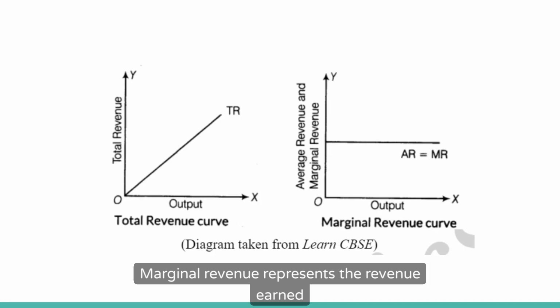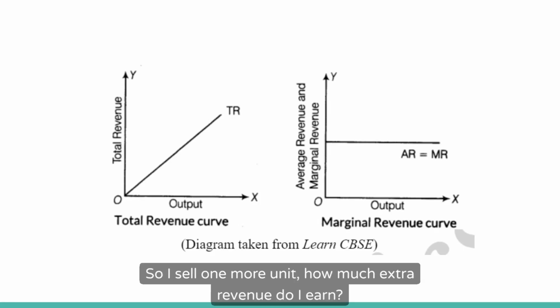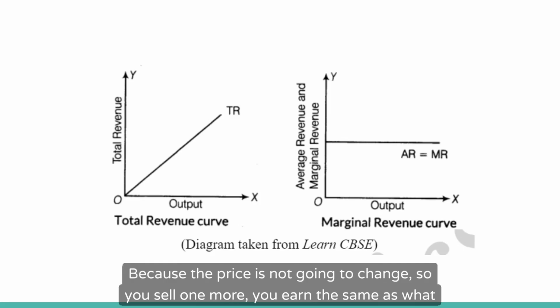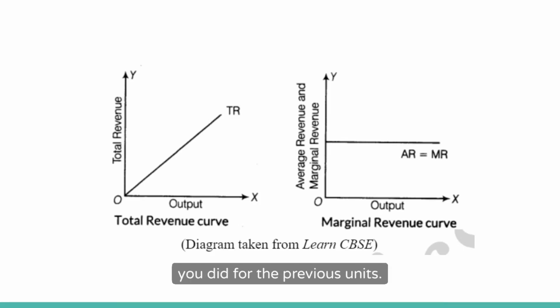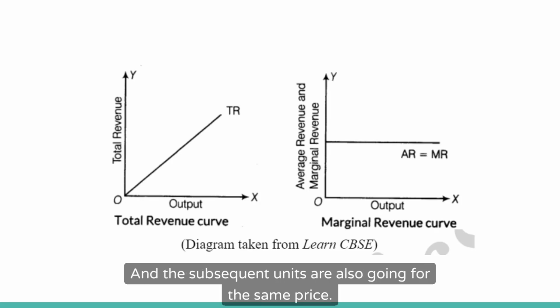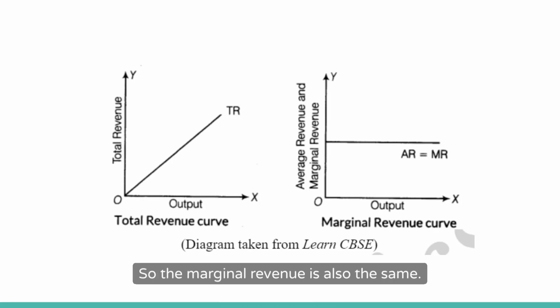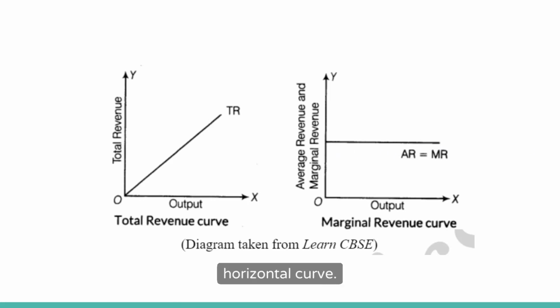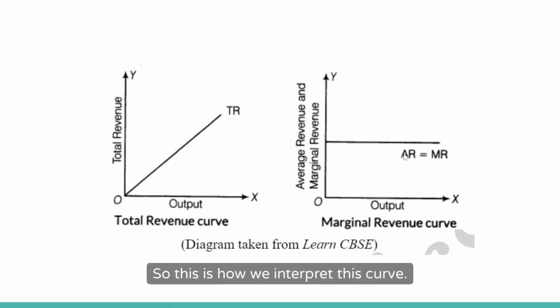Marginal revenue represents the revenue earned from selling one additional unit of output. So I sell one more unit, how much extra revenue do I earn? And that is also the same $5, because the price is not going to change. So you sell one more, you earn the same as what you did for the previous units, and the subsequent units are also going for the same price. So the marginal revenue is also the same. So here, average revenue and marginal revenue are represented by the same horizontal curve. Okay, so this is how we interpret this curve.